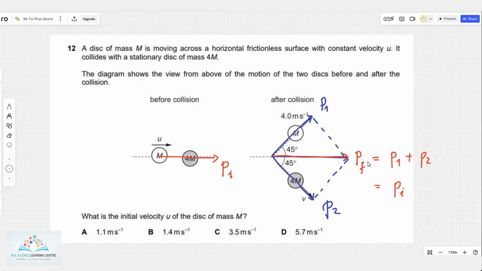The two momenta, p final and p initial, are in the same horizontal direction and to the right, like this. So the vertical component of each momentum cancels the other out. This is p1 in the vertical direction. It will be exactly equal but opposite in direction to p2 in the vertical direction, so that the vertical components cancel out each other, and only their horizontal components add up together and equal p initial. Okay, we need to find the velocity of the mass 4m here.